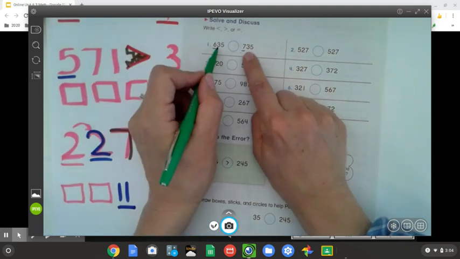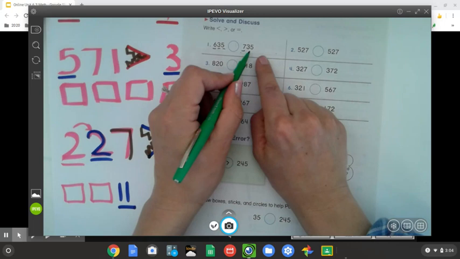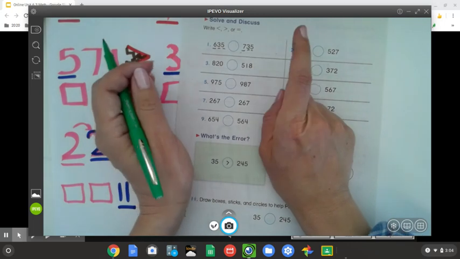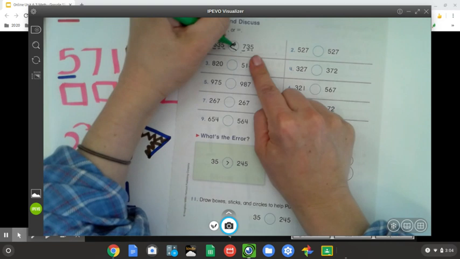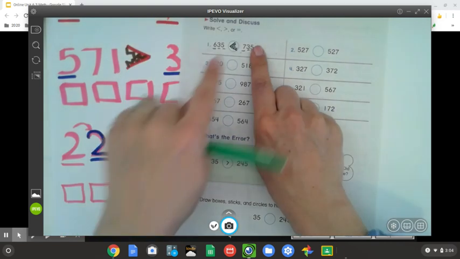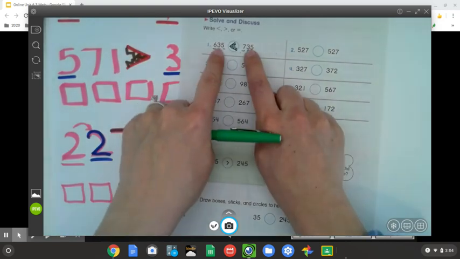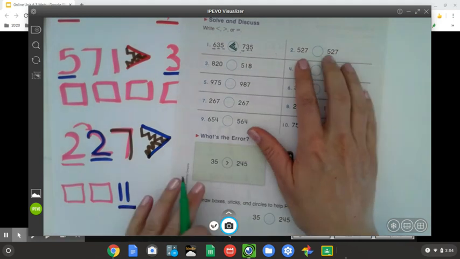So you don't even have to look at the 3 or the 5. It doesn't matter, okay? So you know that your hundreds are bigger. So I'm going to eat you, 7, because you're bigger. You're going to fill my belly more, okay? Now let's take a look at number 2, okay?